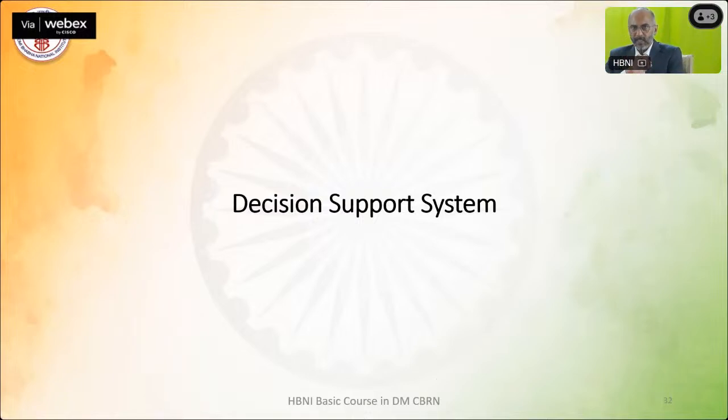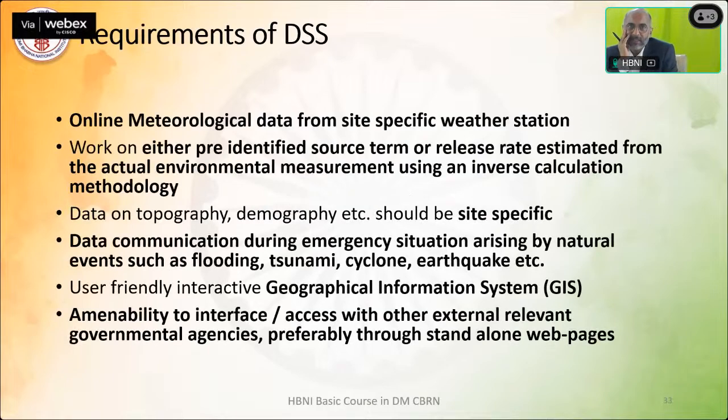So now let's move to a decision support system. Okay. So what are the requirements? Fundamentally, let us see what the requirements for a decision support system are. It should have online meteorological data from site-specific weather stations. Okay. A decision support system is a tool that helps us in making decisions while an ongoing emergency is there. So for that, we need certain characteristics which are appropriate and realistic, so that they can guide us in taking decisions.